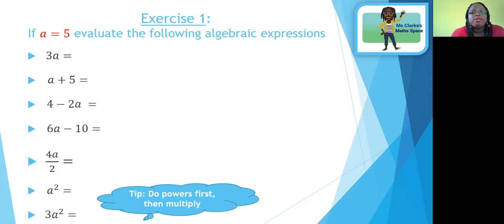So let's see if you all could do this. You can pause the video now and try them out. When you finish, you can unpause and then I will continue the solutions.